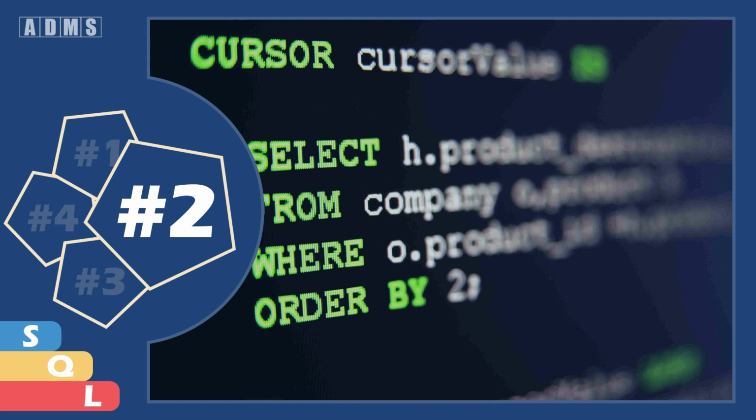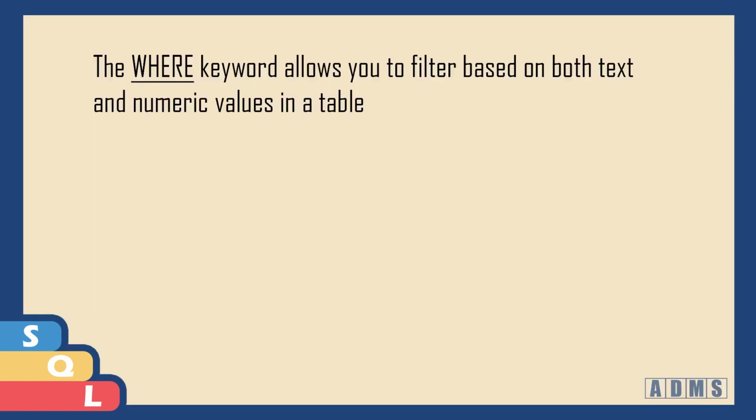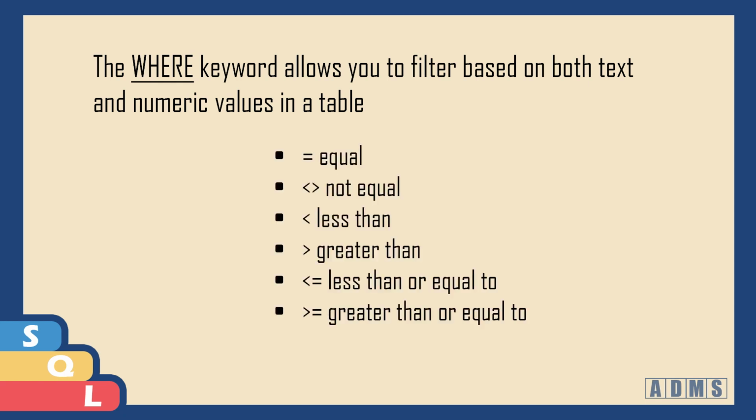Next, we will discuss filtering rows. In this chapter, you will learn how to use basic comparison operators, combine multiple criteria, match patterns, and much more. Now, in SQL, the where keyword allows you to filter based on both text and numeric values in a table. Now, these are the different comparison operators you can use, such as equal, not equal, less than, greater than, less than or equal to, or greater than or equal to.